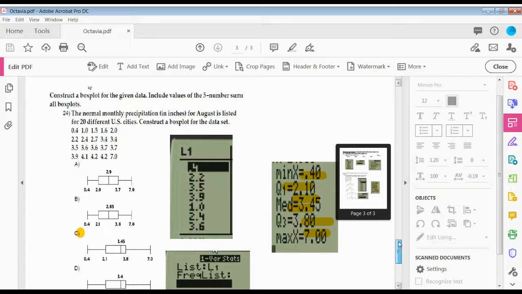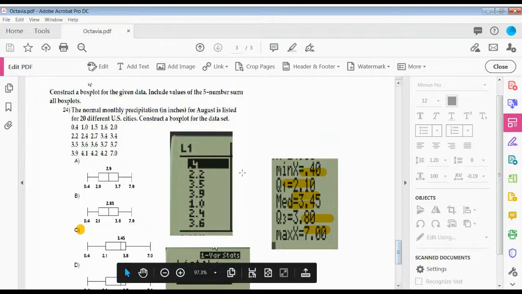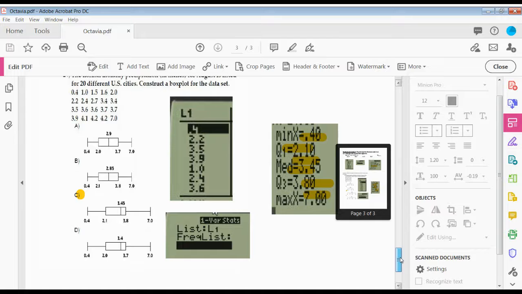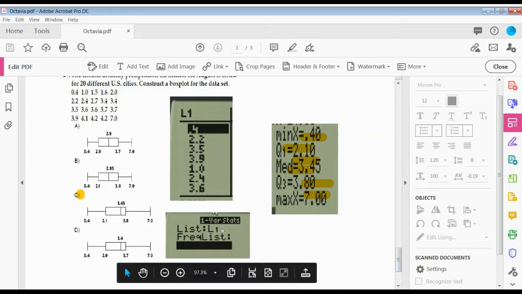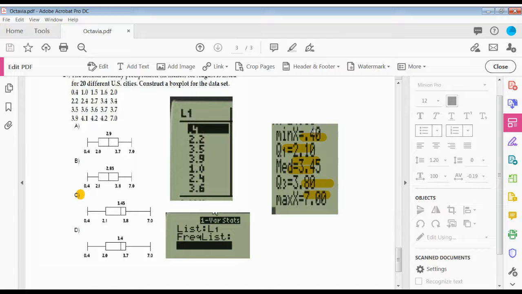There are 20 numbers. I put them all in list 1. I go to stat, calculate one variable stat. I tell my calculator my values are in list 1, which they are. I hit calculate. I scroll down till I find the minimum number. Well, I knew it. That was 0.4. The maximum number was 7.